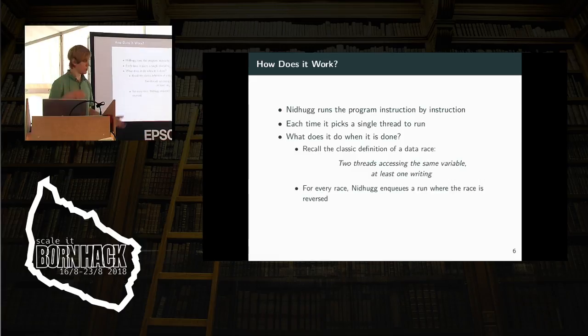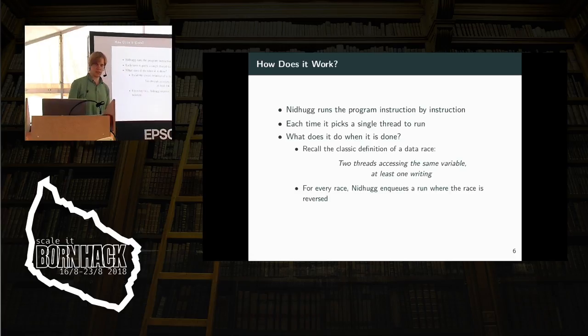So Nidhugg looks at these races. It also considers other types of races than data races, like the order in which 2 threads get first to get a mutex and so on. But it looks at these types of races, and it tries to see if it can change the schedule it just executed so that they are run in a different order.